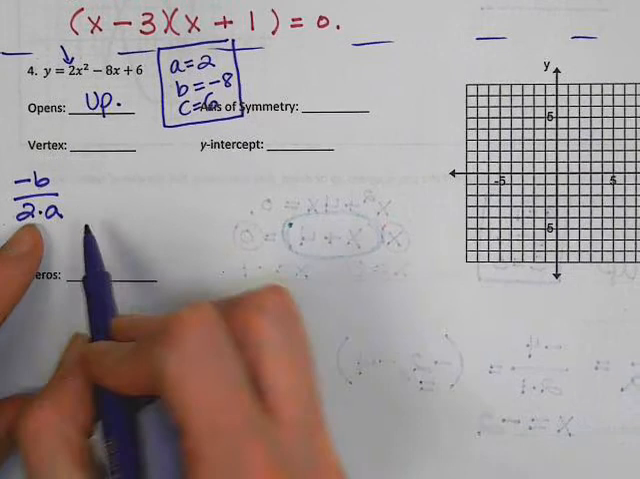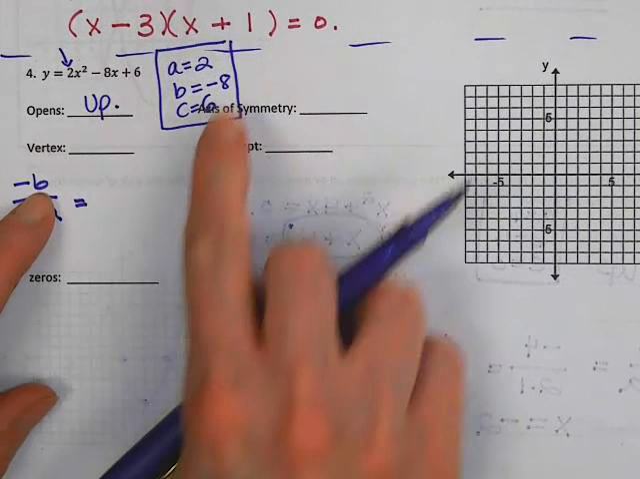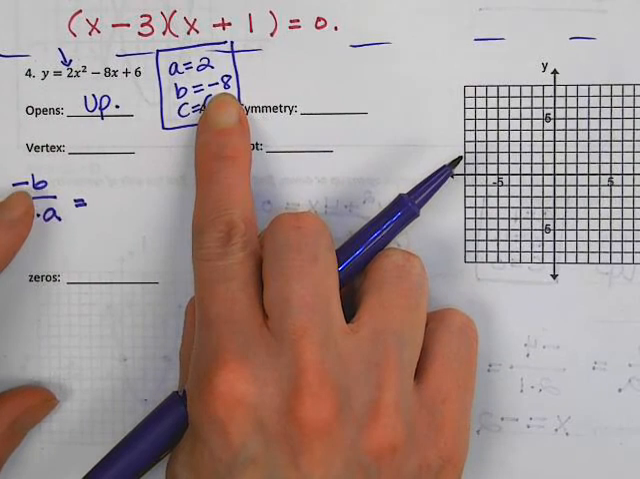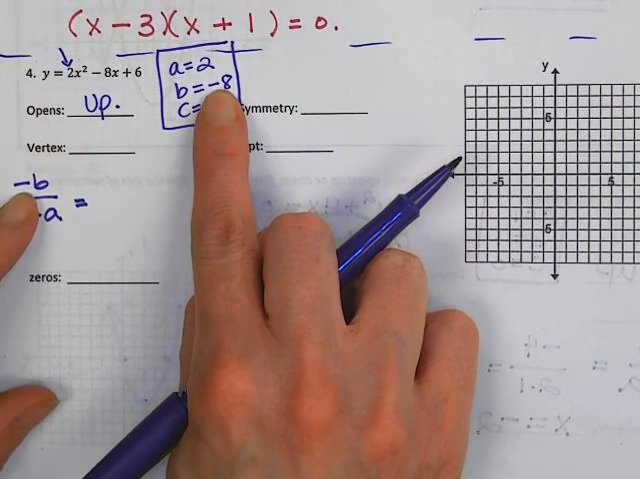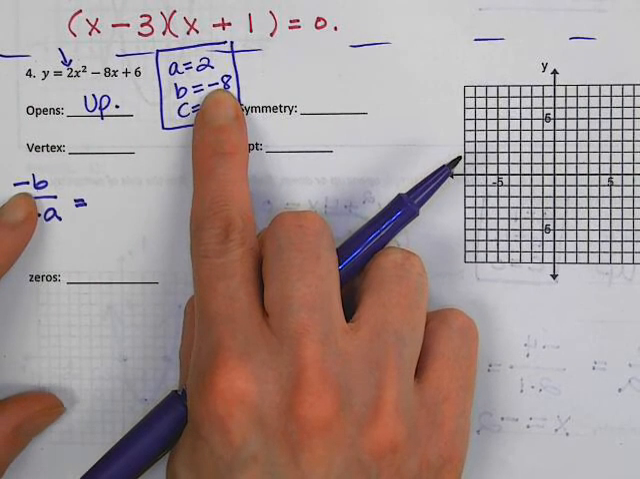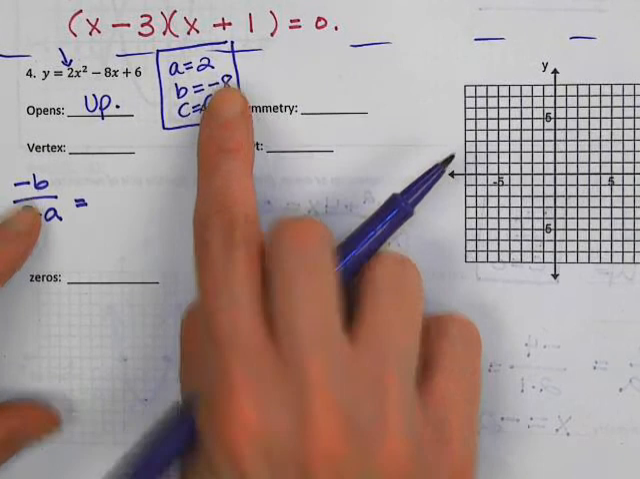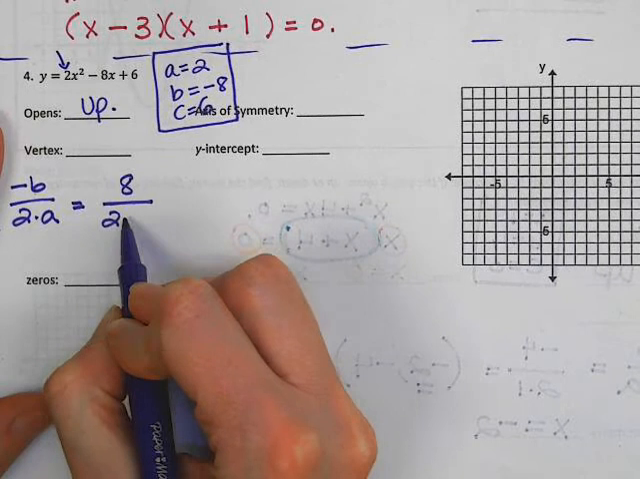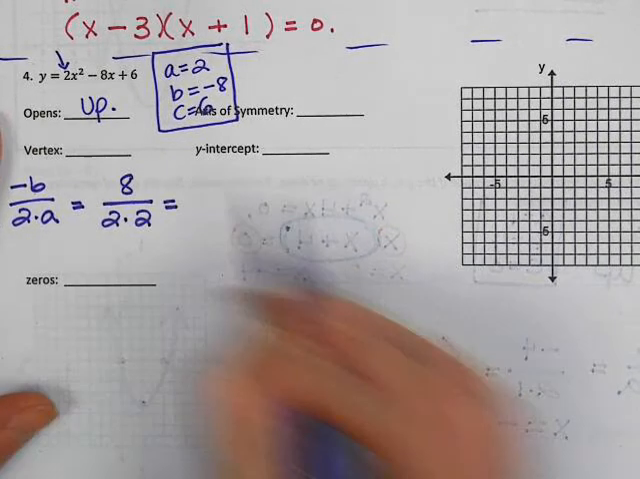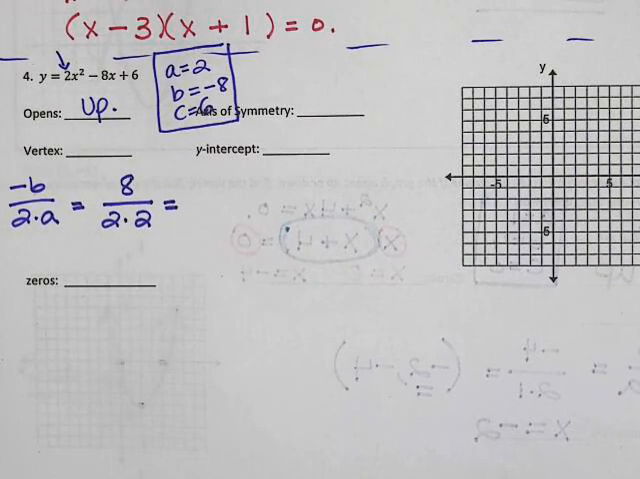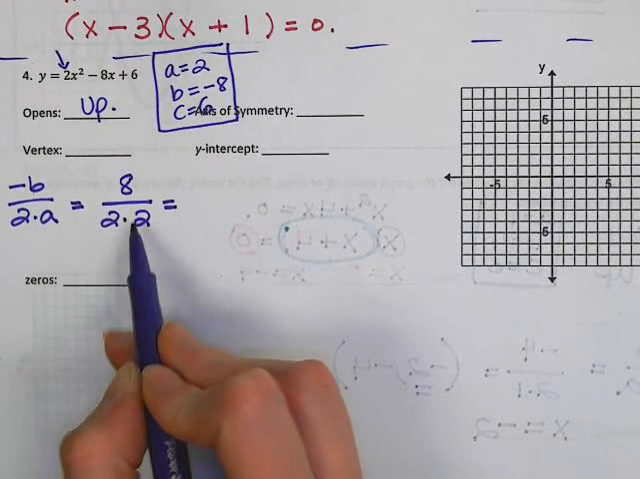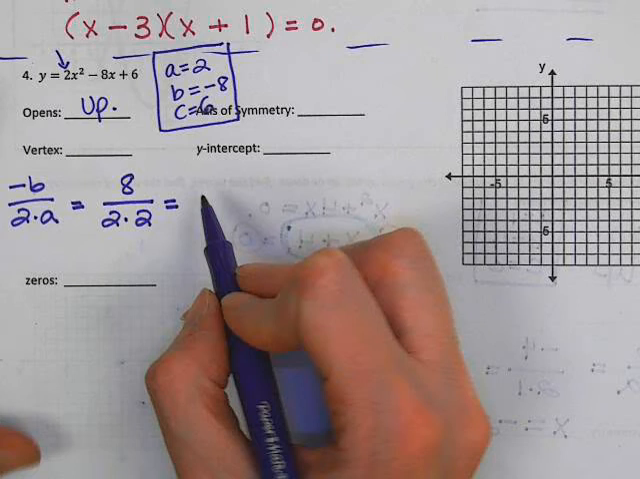Okay, so vertex is going to be negative b, but if b is already negative 8, what happens when you do a negative negative? Doesn't it become positive? So a negative negative 8 becomes positive 8, and then on bottom 2 times 2, because a is 2. All right, what is 8 divided by 2 times 2 is 4, right? So what's 8 divided by 4? That's 2.